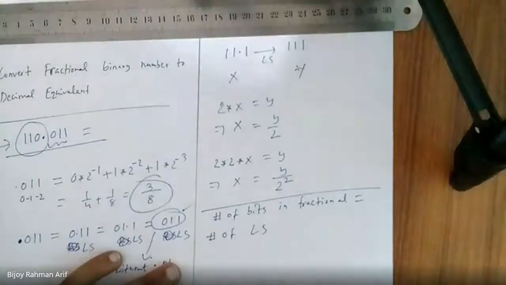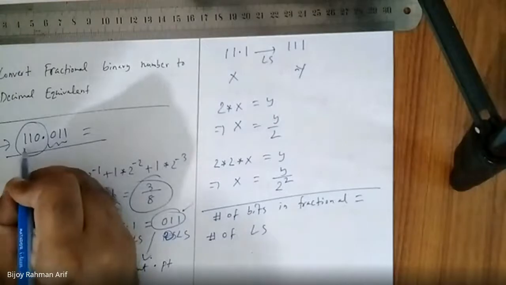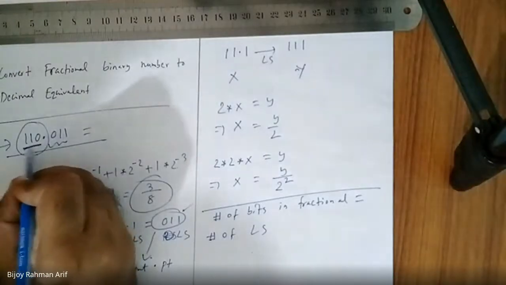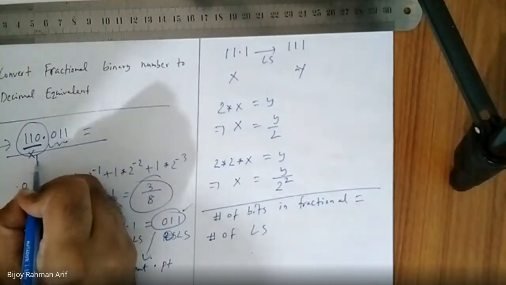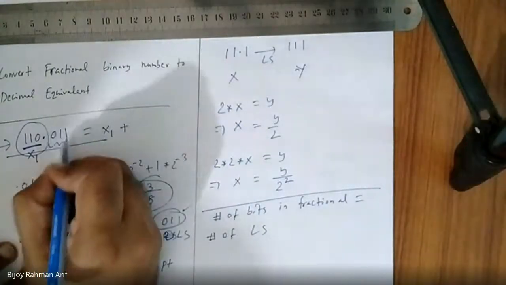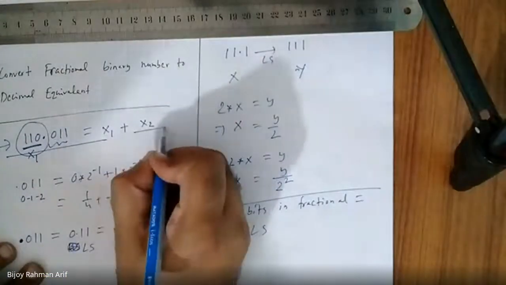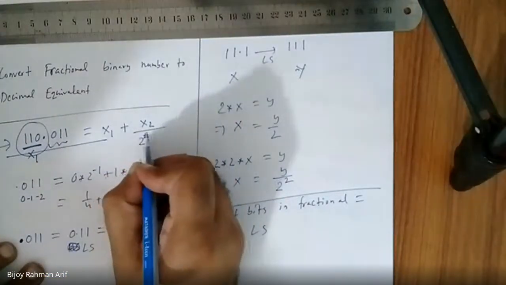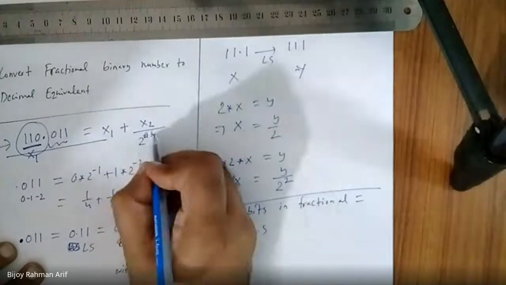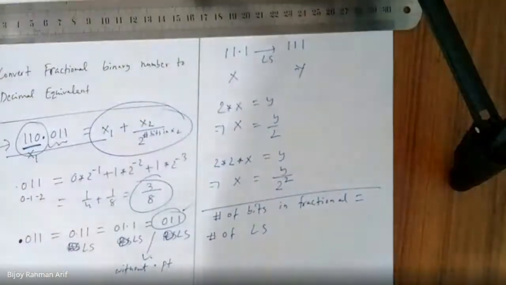Then what happened? How can you convert this? So this is nothing but, if we consider this one is x1 plus, without this point, if its equivalent is x2, divided by 2 to the power number of bits in x2. So this is the formula. Do you agree with me?